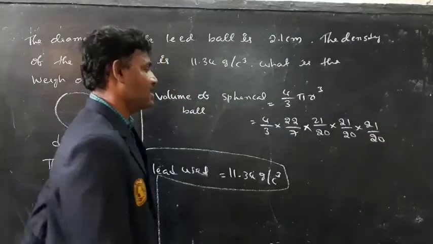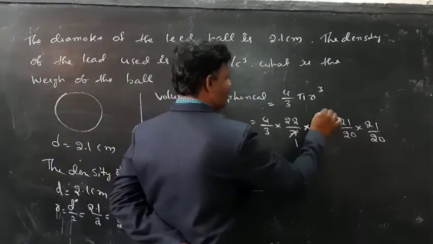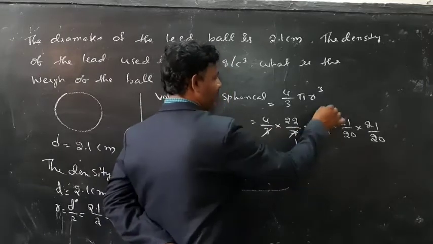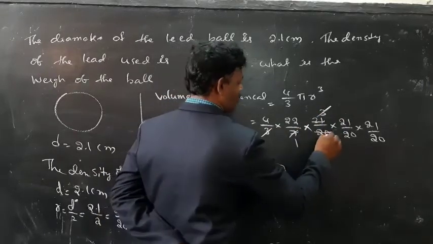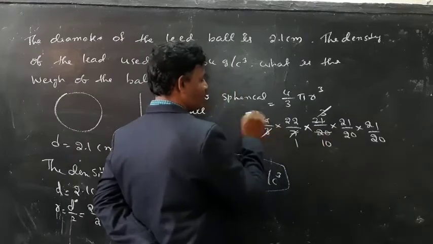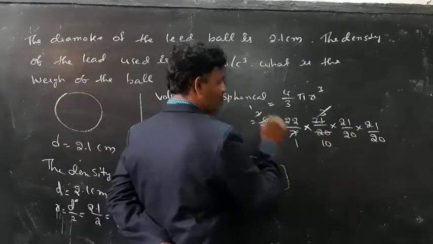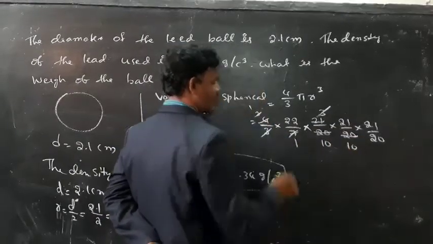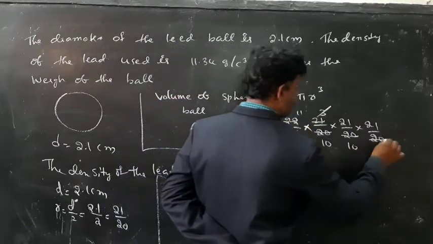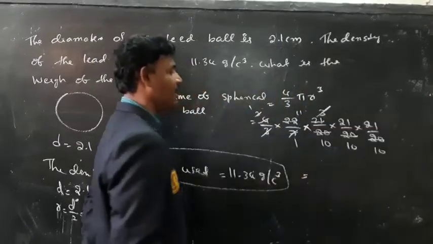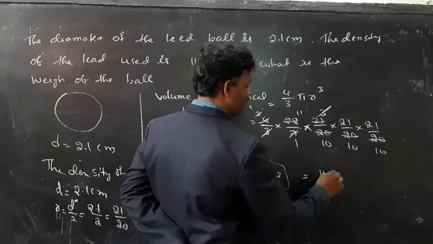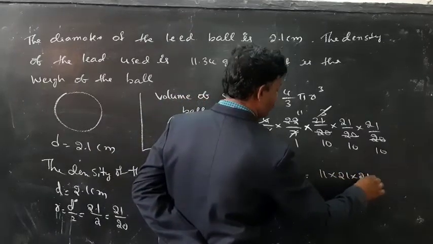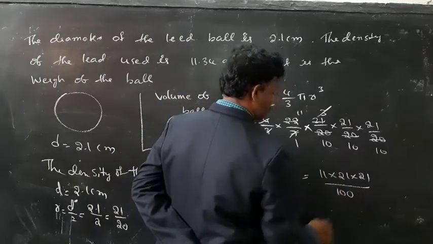Now the calculation. 7 ones are 7, 7 threes are 21, so 3 and 3 get cancelled. Next, 2 tens are 20, 2 twos are 4, 2 ones are 2, 2 elevens are 22. So what is the remaining here? 11 into 21 into 21 by 1000.